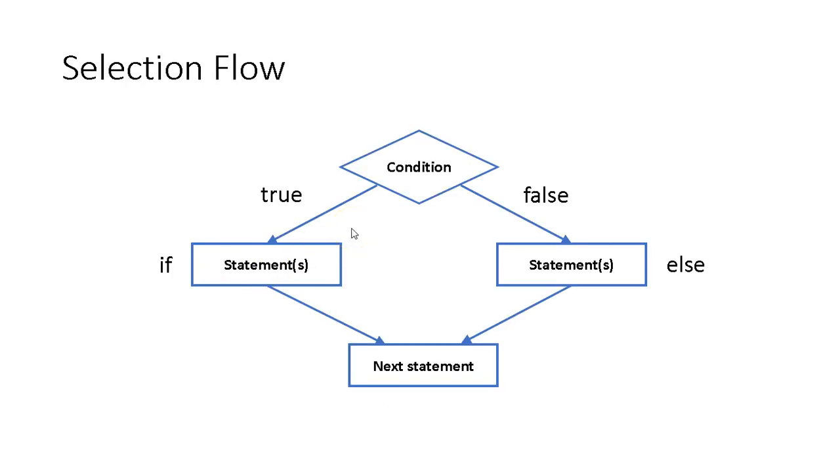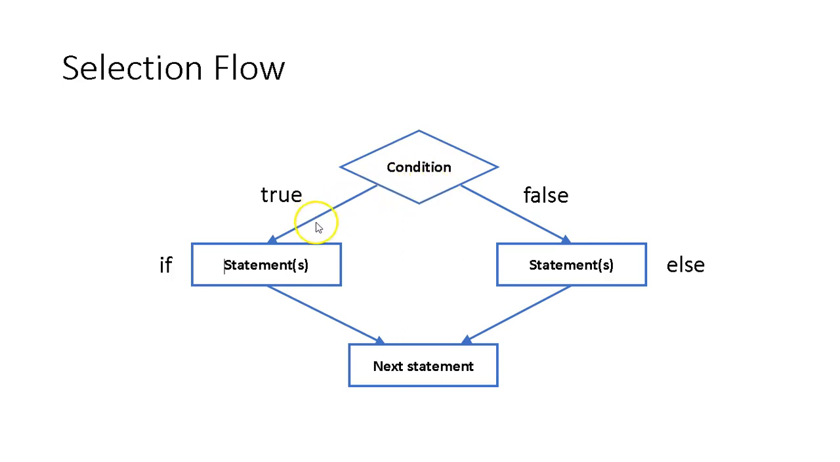Selection flow, also known as if-else, the most basic form of it, starts out with a condition. This diamond indicates a conditional test. A question is asked that has a true or a false answer. It involves a variable or more than one variable in the algorithm.